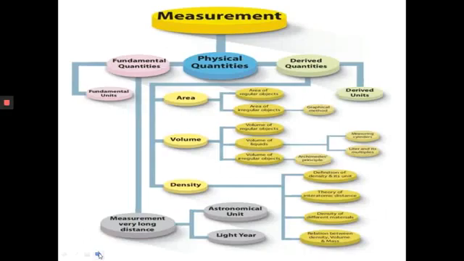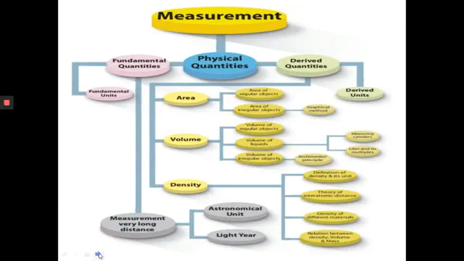Under fundamental quantity, we have measurement of very long distance. Under that, we will be learning astronomical unit and light year. Derived quantities: under that we have area, volume and density. Under area, we have area of regular objects and area of irregular objects by graphical method.